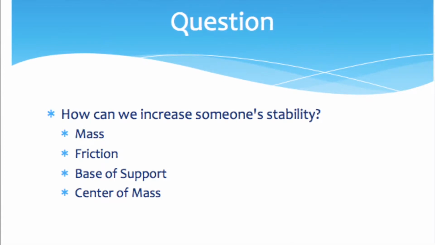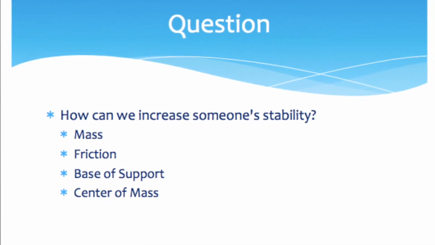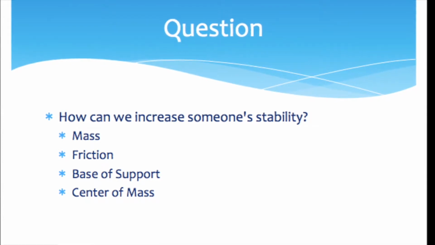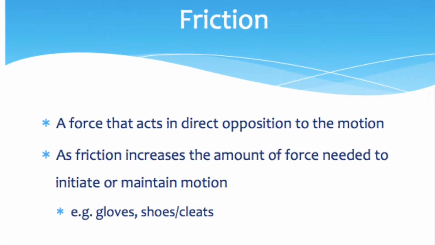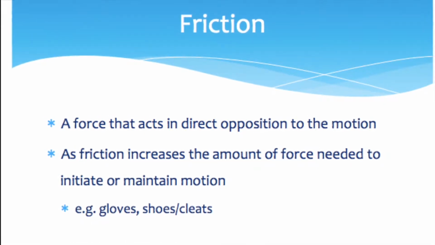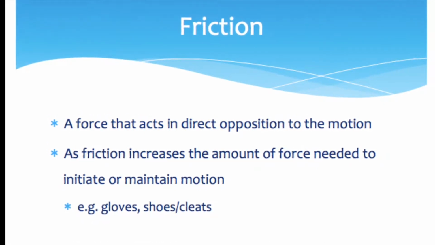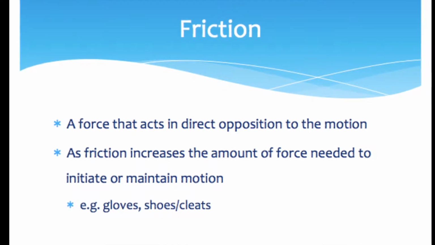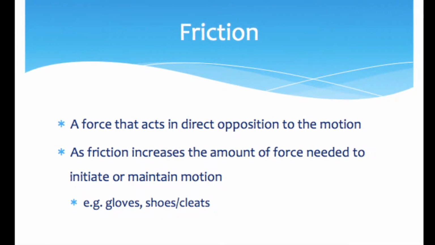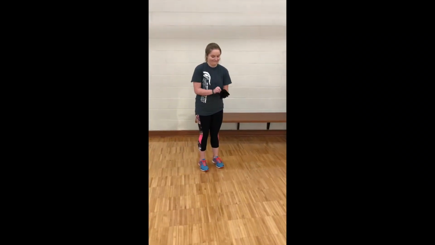Again, the question is, how can we increase someone's stability? The answer is by manipulating friction, base of support, and center of mass. Friction is a force that acts in the direction opposite to the motion or impending motion. It acts at the interface of surfaces in contact. As friction increases, so does the amount of force needed to initiate or maintain motion.